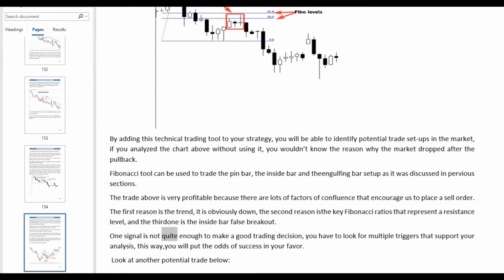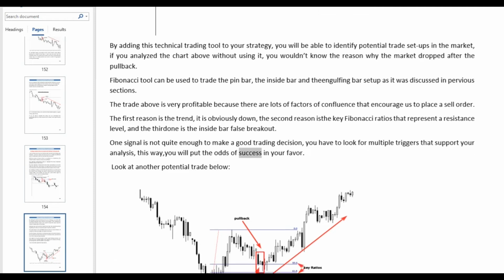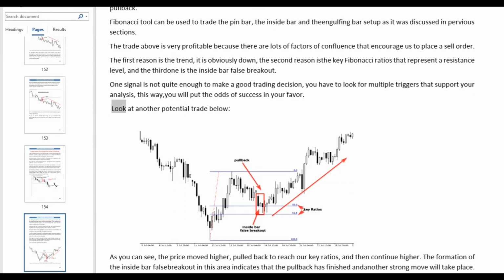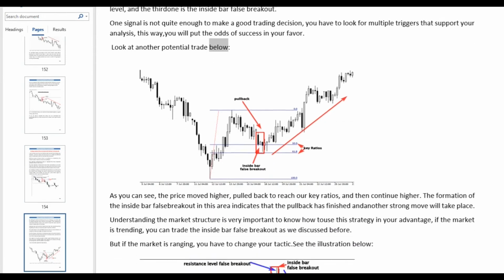One signal is not quite enough to make a good trading decision. You have to look for multiple triggers that support your analysis. This way, you will put the odds of success in your favor. Look at another potential trade below.